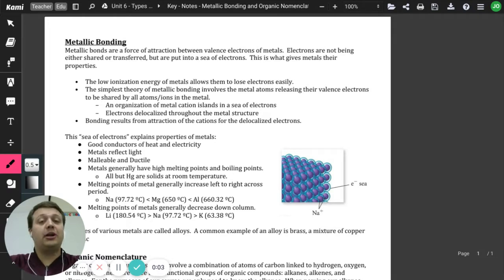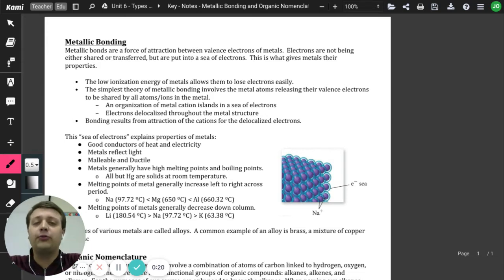So we will be continuing our notes on bonding today. All right, so let's take a look at bonding. For this, you do need to make sure you've got your notes, something to write with, and then you should also have a periodic table. All right, so let's go ahead and get started.